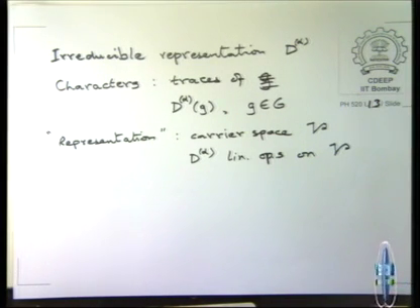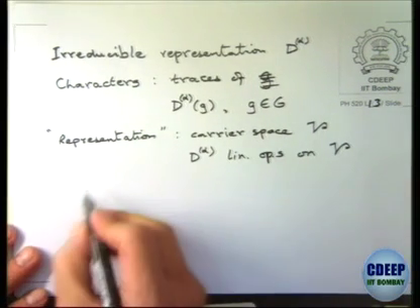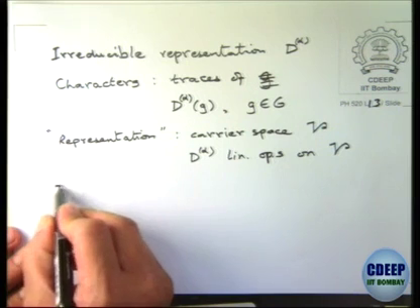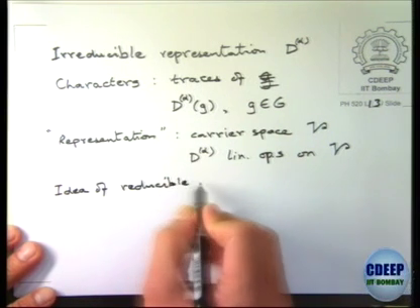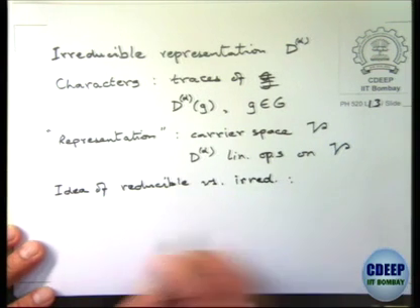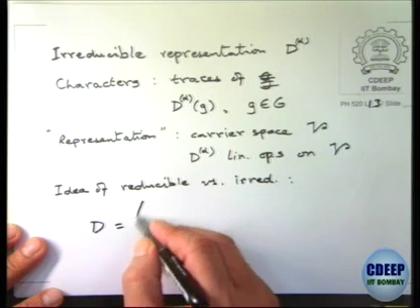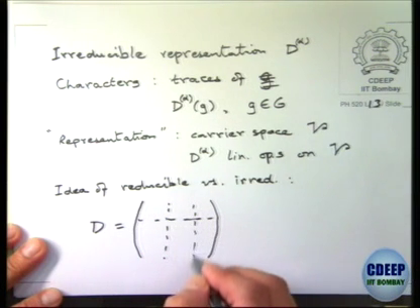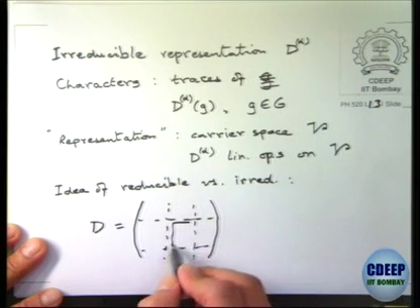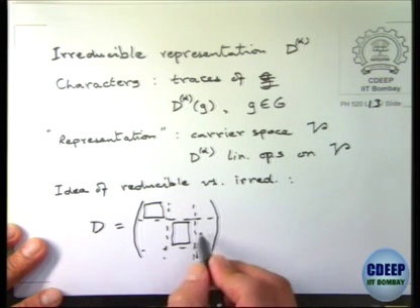Now, some people had a question last time at the end, because the idea of what is irreducible was not completely clear, and we had said something like if there is an invariant subspace, if the space breaks up into two subspaces which remain invariant. But the idea of reducible versus irreducible is simply that if I have a matrix D which breaks up into block diagonal form, such that only these are non-zero and all these are zero.